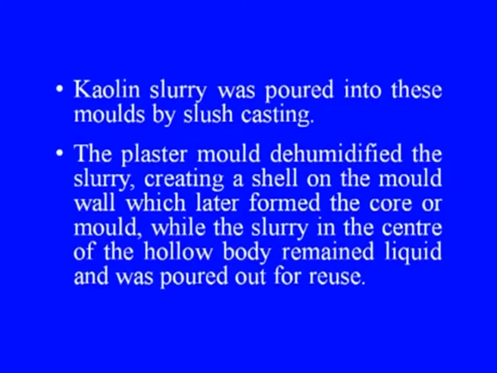Kaolin slurry was poured into these molds by slush casting. The plaster mold dehumidified the slurry, creating a cell on the mold wall which later formed the core or mold, while the slurry in the center of the hollow body remained liquid and was poured out for reuse. Now, the foundations were laid that led to a continuous advancement of the cell molding process through numerous development steps.